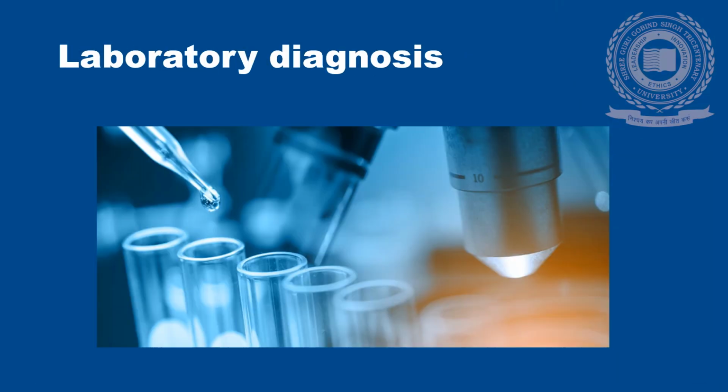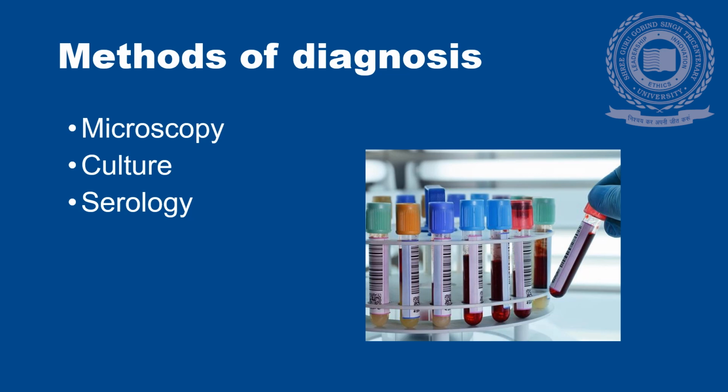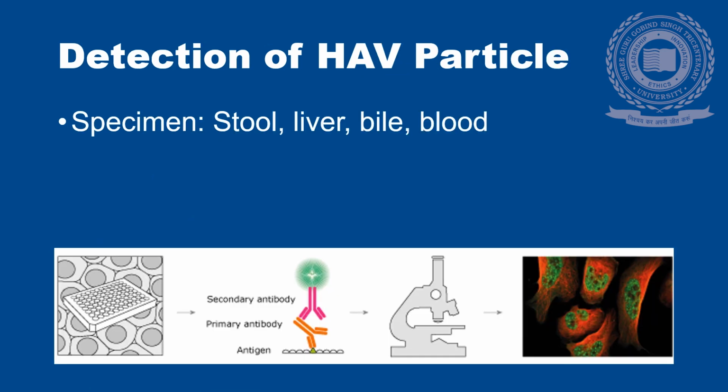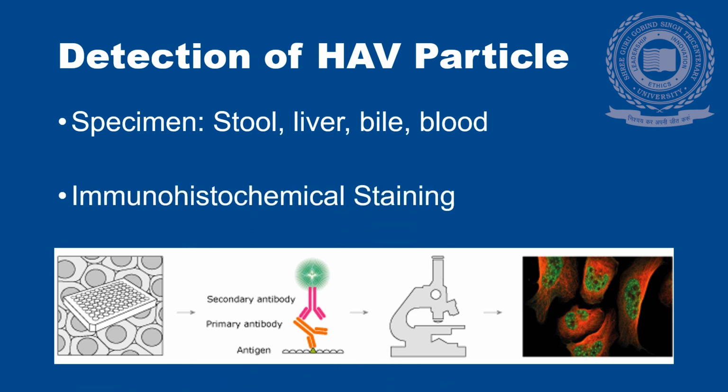Coming to the lab diagnosis of hepatitis A virus, the methods of diagnosing hepatitis A virus include microscopy, culture, serology, and molecular tests. How can we detect the hepatitis A virus particle? The specimens that can be used are stool, liver biopsy material, bile, or blood. We can do immunohistochemical staining of these samples and then visualize this through electron microscope.